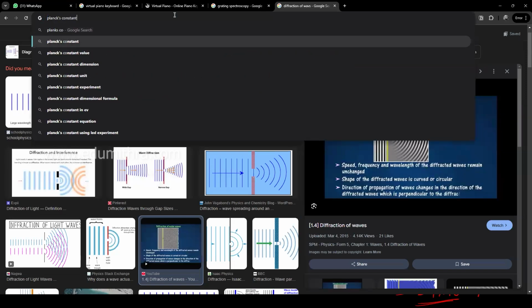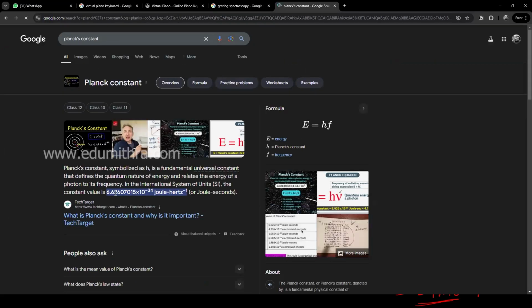Planck's constant value, yeah, 6.626 into 10 to the power minus 34. I only remember this 6.6 into 10 to the power minus 34. Okay, so that is the value of Planck's constant, 6.626 into 10 to the power minus 34 joules per hertz, or joule second.